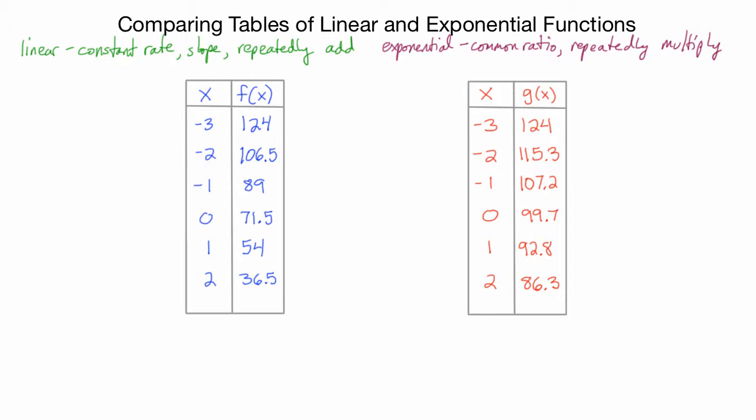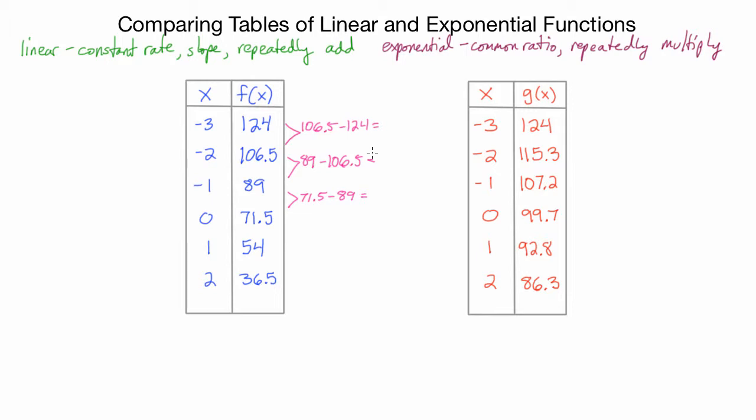So let's start by checking to see if they're linear. I'm going to start with this one on the left here. To see if they're adding the same thing, we take the difference. So I'm going to take 106.5 minus 124. I'm going to check that with what is 89 minus 106.5, and then subtract these two, 71.5 minus 89, and see what those equal.